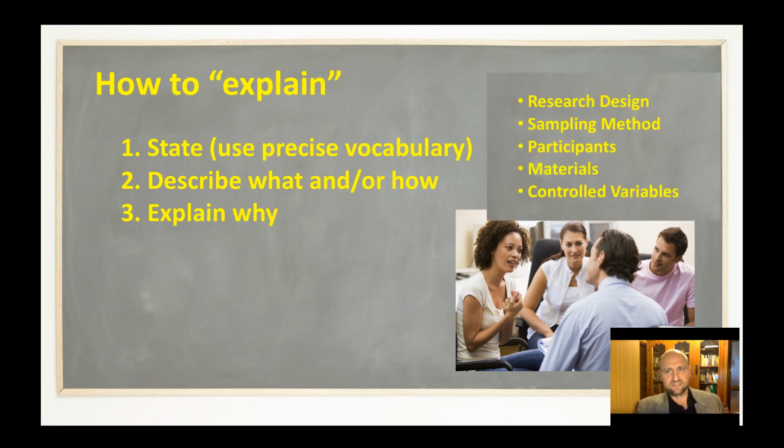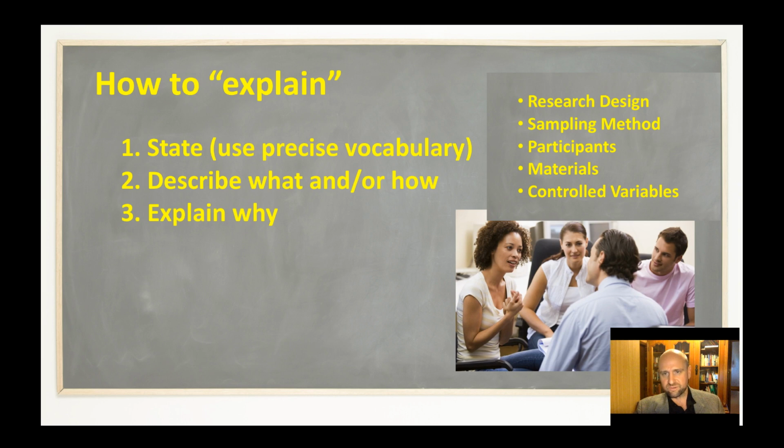Research design: state what design you used, describe how you used it, and why you did it. Sampling method: state the sampling method, describe how you got your sample using that method, explain why. Participants: state who your participants were, the characteristics, and that's kind of going into the description here, but importantly, explain why you chose those participants. So choose 1 or 2 characteristics.